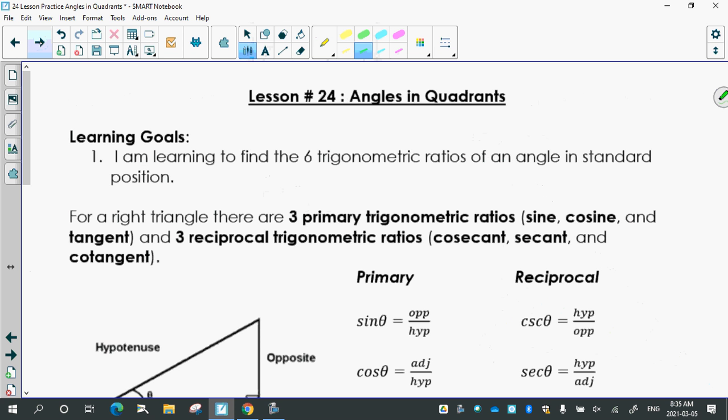Okay, so this morning we're learning to find the 6 trig ratios of an angle in standard position. So a lot of new stuff. I don't think it's really hard stuff, it's just a lot of new stuff all at once. So we'll go slowly through it and hopefully everyone will feel good about it. And then this afternoon just build off that. Okay, so it's actually not bad.